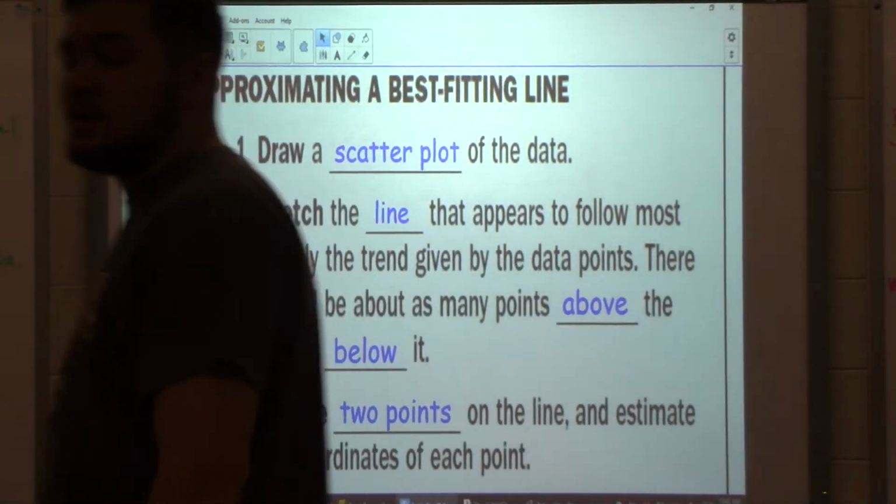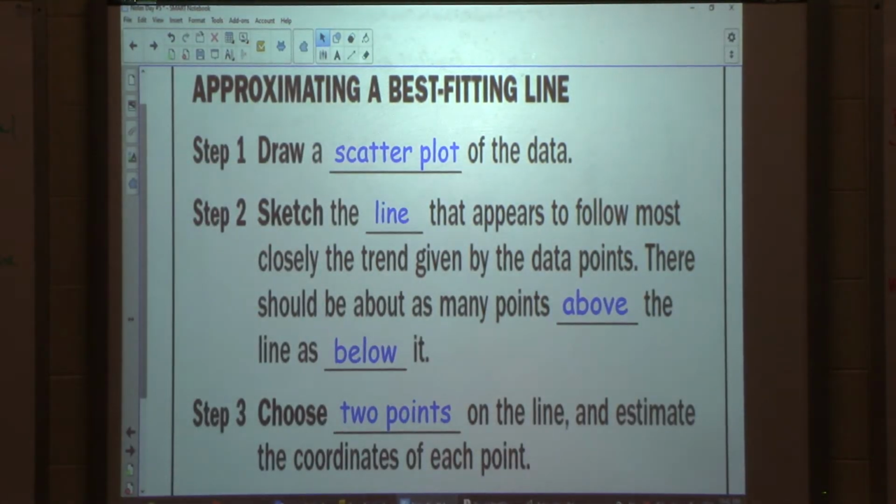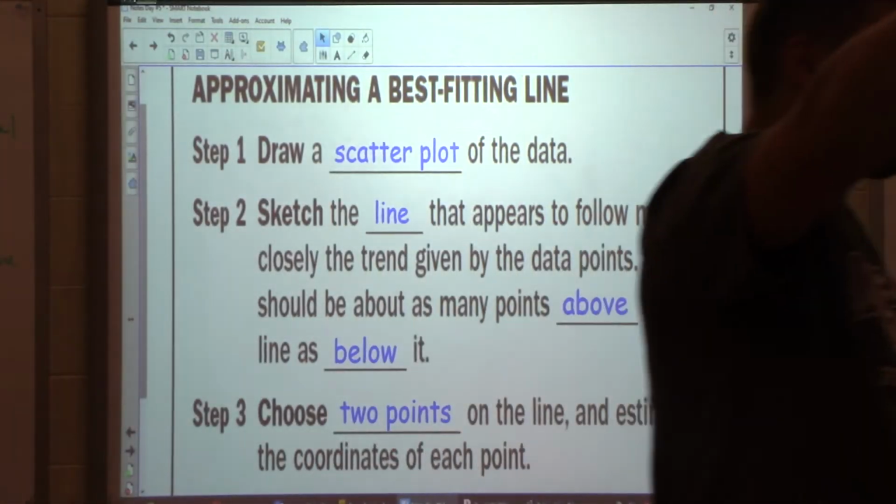Hey, so we're talking about line of best fit today. We're also talking about linear regression. They're one and the same, except the linear regression is going to be the calculator's line of best fit. So to make a line of best fit for you, it is an approximation.